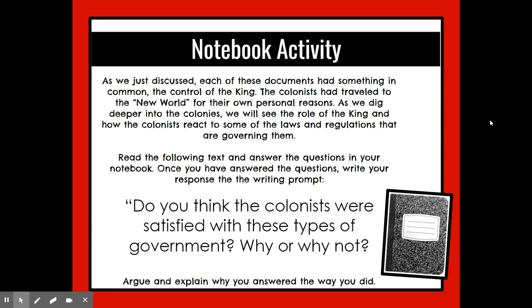In this slide, you'll find a text that talks a little bit more about colonial government. I would like for you to read the following text and answer the questions in your notebook. Once you've answered the questions, write a response to the prompt. Do you think the colonists were satisfied with these types of government? Why or why not? Argue and explain why you answered the way you did.